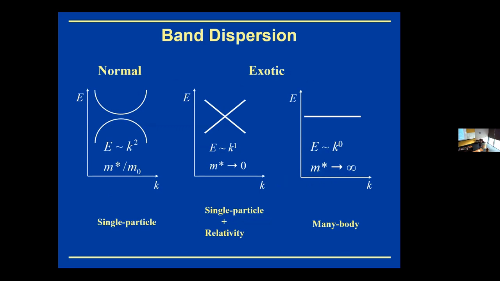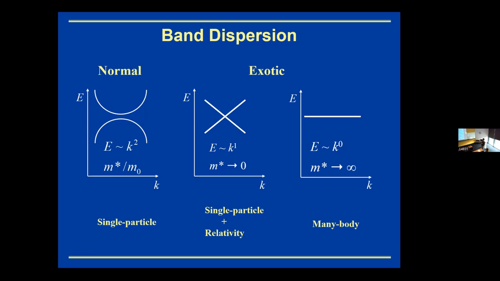So normally, if you consider the band dispersion, they can have three kinds. Most common materials have this normal band dispersion, that is parabolic, like in semiconductors, the conduction and the valence band, where the energy is proportional to the momentum squared. And then you can use effective mass theory. That means the electrons in a solid are essentially free electrons with a different mass. And in this sense, we are talking about basically single particle physics.